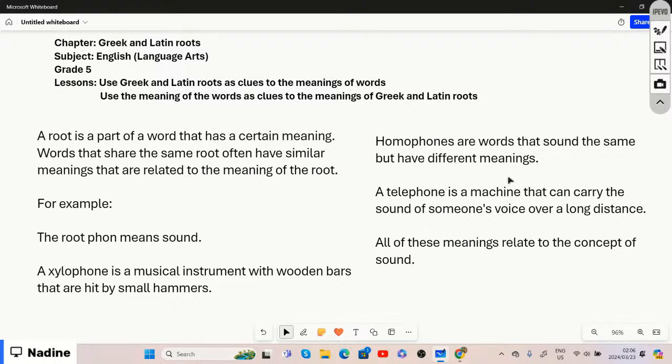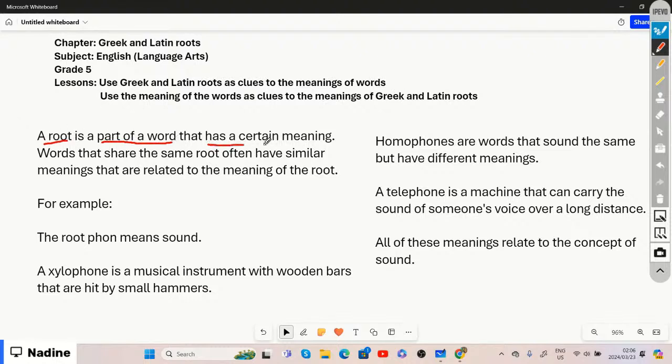All right. So basically a root, right? A root is a part of a word that has a certain meaning, right? So a root, it's a part of a word and it has a certain meaning. So words that share the same roots, they often have similar meanings that are related to the meanings of the root, right?